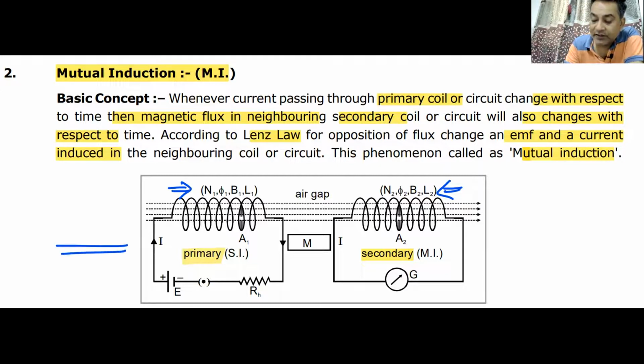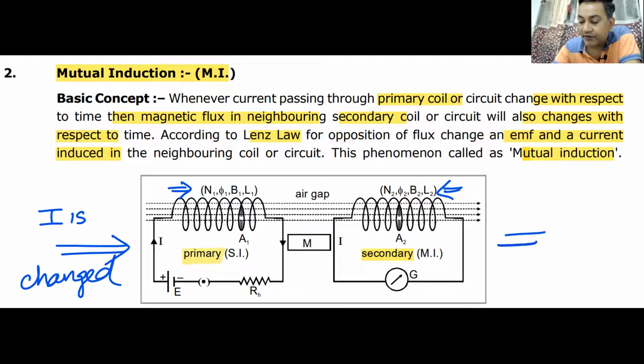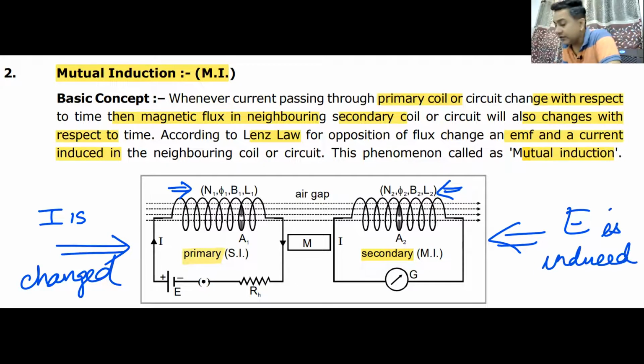So basically, current is changed in the primary. This is the primary, and EMF is induced in the secondary. Do we understand this? And this induced EMF will oppose the change of current in the primary. This phenomenon is known as mutual induction.